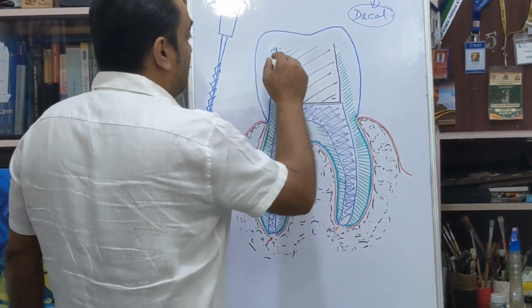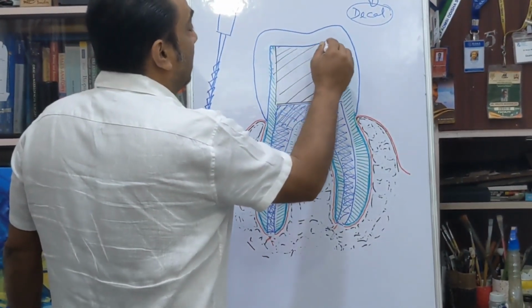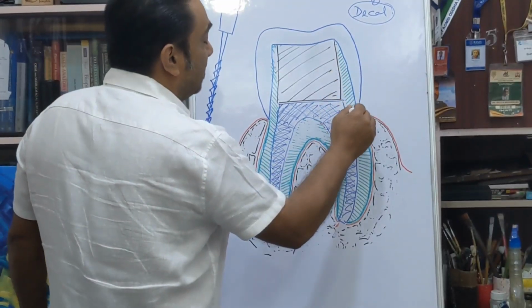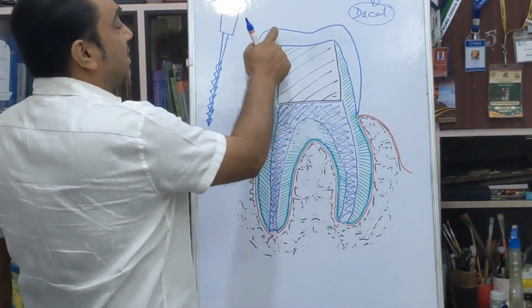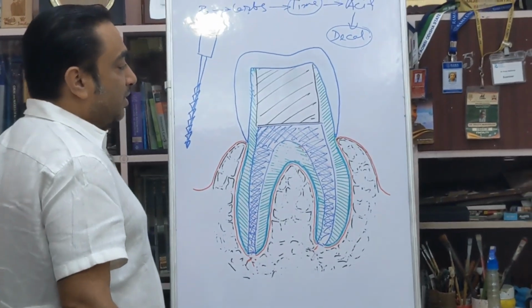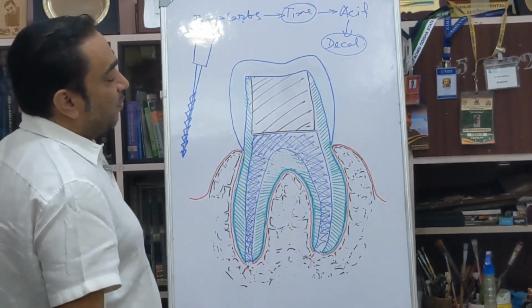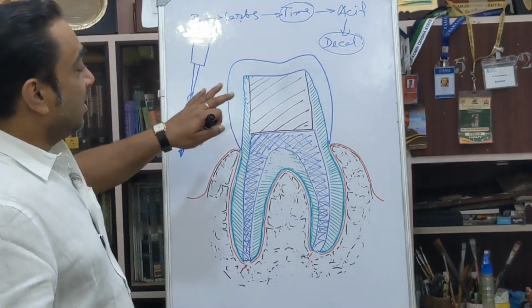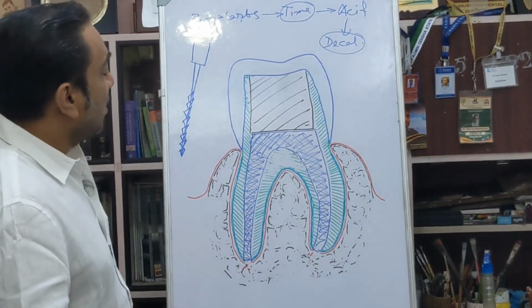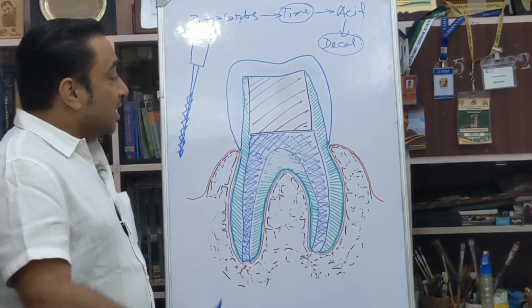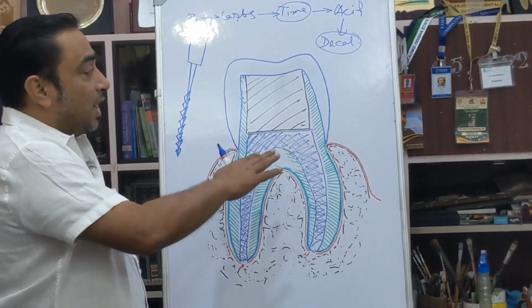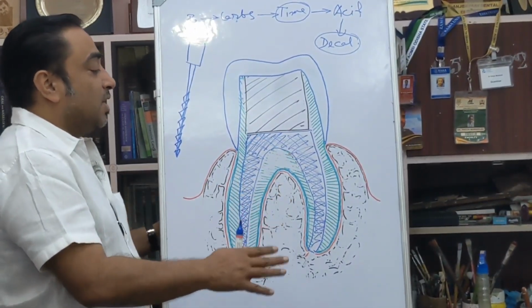Nowadays sometimes the impression is registered in the CAD/CAM system by a scanner, and this cap is prepared thereof, and the cap is cemented to the prepared tooth, and you get the whole structural function of the tooth back. That is generally what happens.